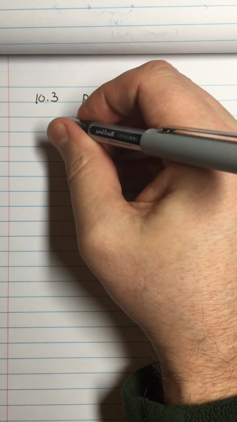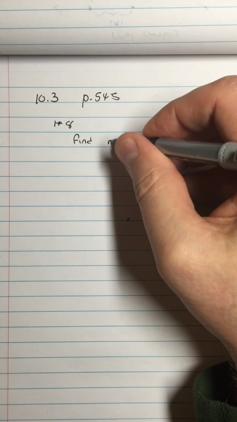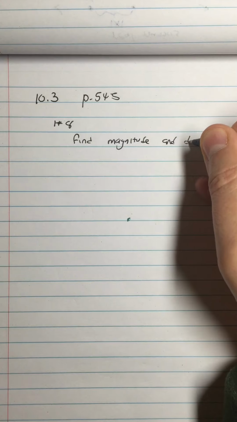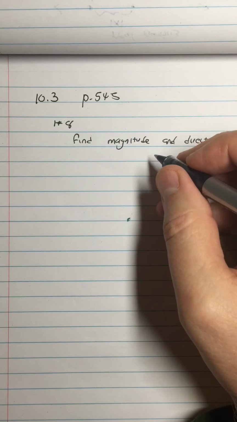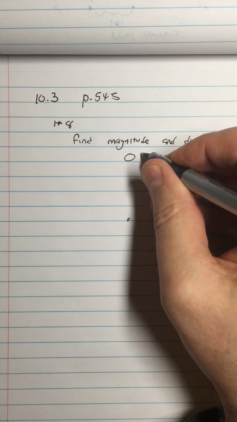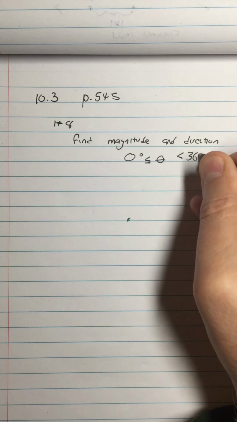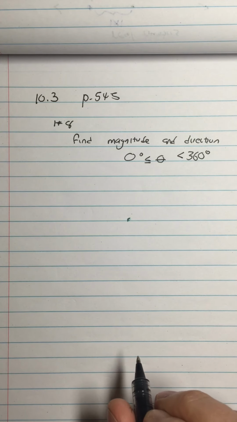Let's just start by looking at number 8 on page 545. The question says, find the magnitude and direction. And the problem specifies 0 degrees is less than or equal to theta is less than 360 degrees. So they want that direction in degrees in standard position.